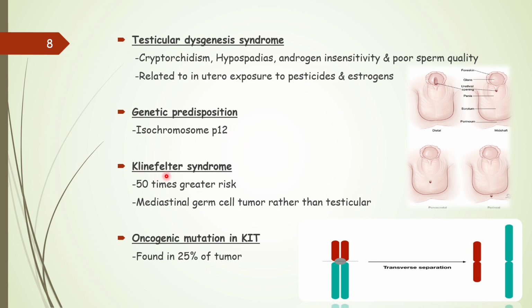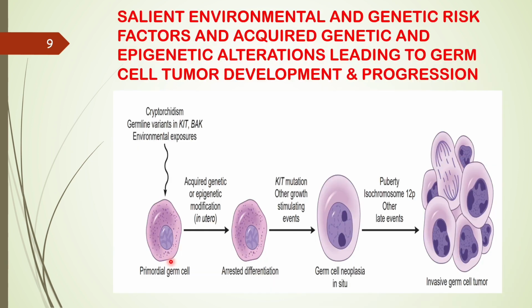Klinefelter syndrome is obviously a well-known risk factor for the development of testicular tumor. Here the chances of development of testicular tumor are 50 times more. And here the development is of mediastinal germ cell tumor rather than testicular tumor. Mutation in the c-KIT could be responsible for development of testicular tumor. We will see in the next slide how mutation in KIT leads to testicular tumor development.